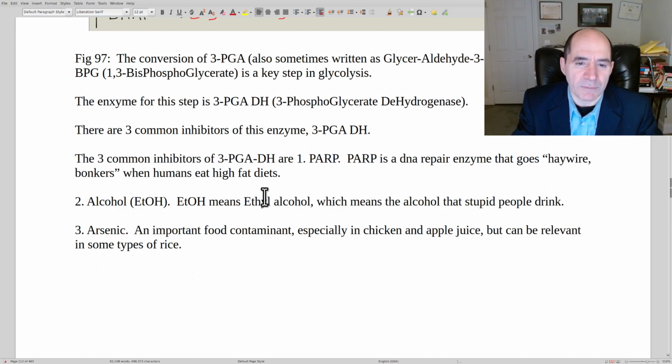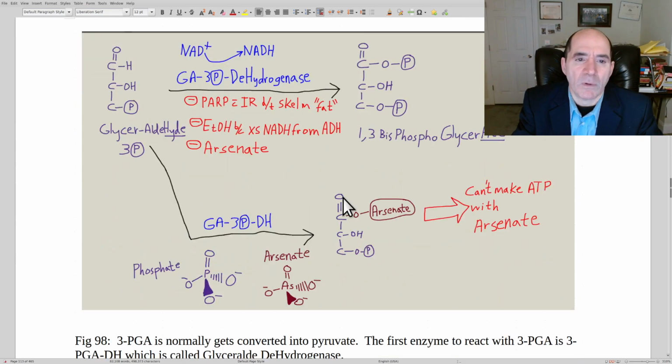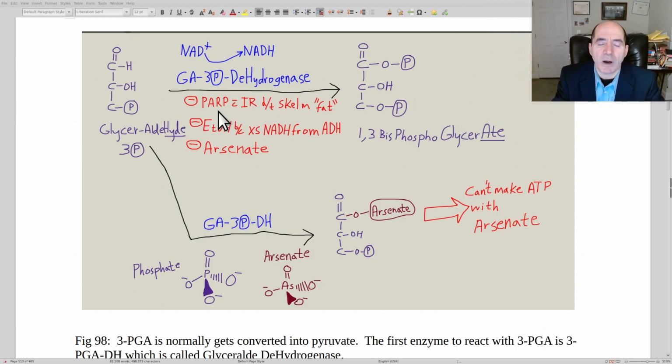Alcohol can also inhibit 3-PGA dehydrogenase. And that makes people stupid. Arsenic is also another inhibitor, and arsenic can be a problem. Arsenic's a lot higher in chicken than it is in rice. Here I was just showing you some of the things that inhibit it. So PARP, that's what we're going to come to in a little while. Alcohol can inhibit, arsenate, related to arsenic. If you have a lot of arsenic on board, it decreases your ability to make ATP.